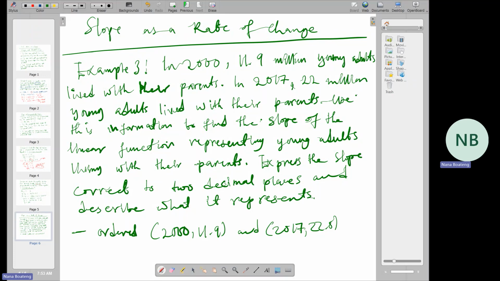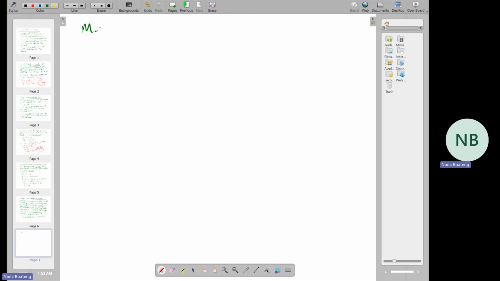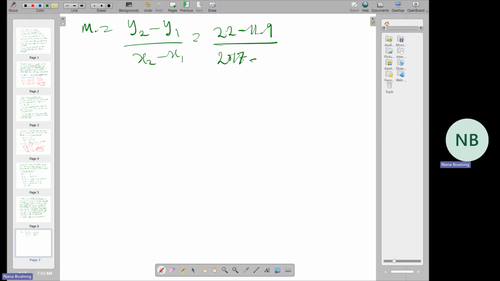So from these two points, we can find the slope, and that would represent the rate of change. The slope represents the rate of change. So let's find the slope. m is equal to y2 minus y1 divided by x2 minus x1, which equals 22 million minus 11.9 million divided by 2017 minus 2000.